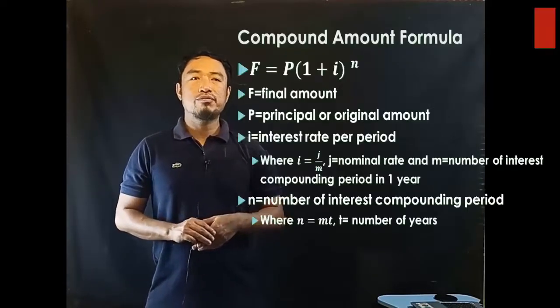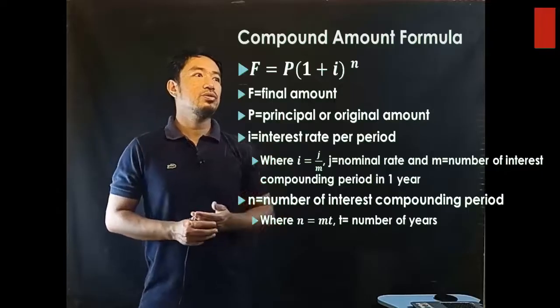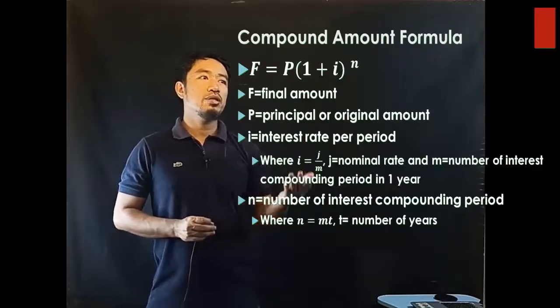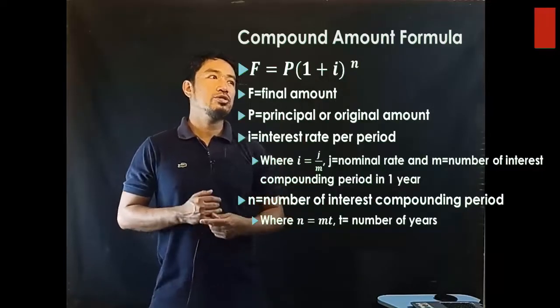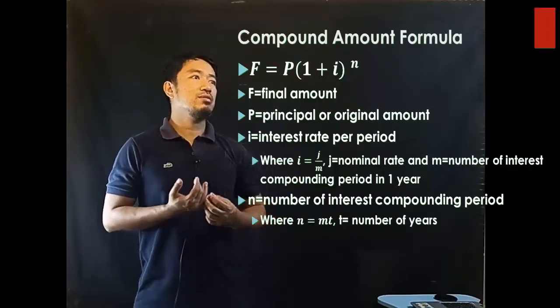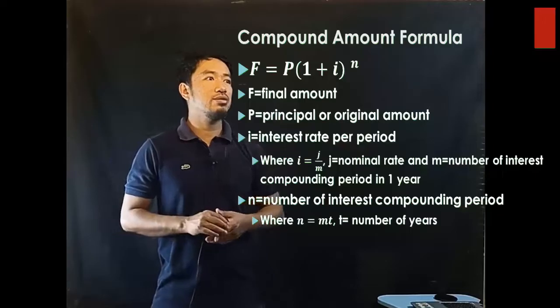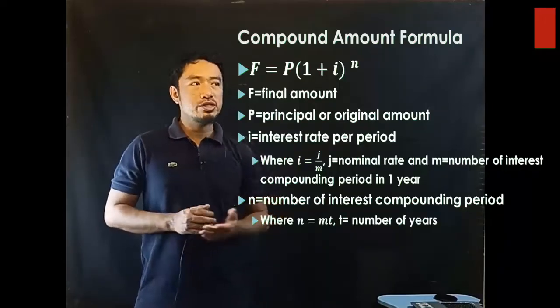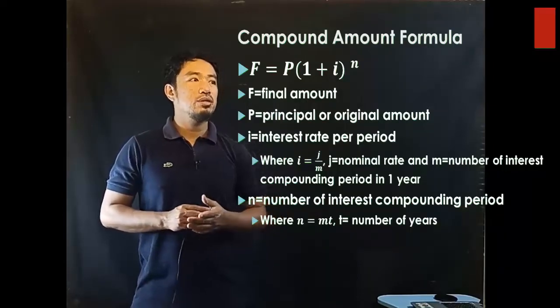And also, we can compute compound interest using what we call the compound amount formula. So the compound amount formula is given by F is equal to P quantity 1 plus I raised to N, where F is the final amount or the future value, P is the original amount or the principal amount.